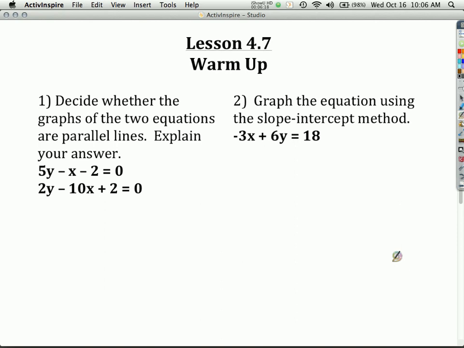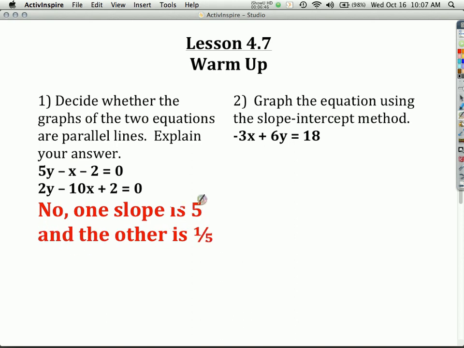Could someone explain why they are not parallel? Got a lot of people. We'll start with Shelby and then Sebastian. What do you think? Okay, what were you going to say? Okay, can you tell us what the slopes were? Very good. Excellent explanation. And so, no, the slopes are different. One slope is 5 and the other is 1/5.